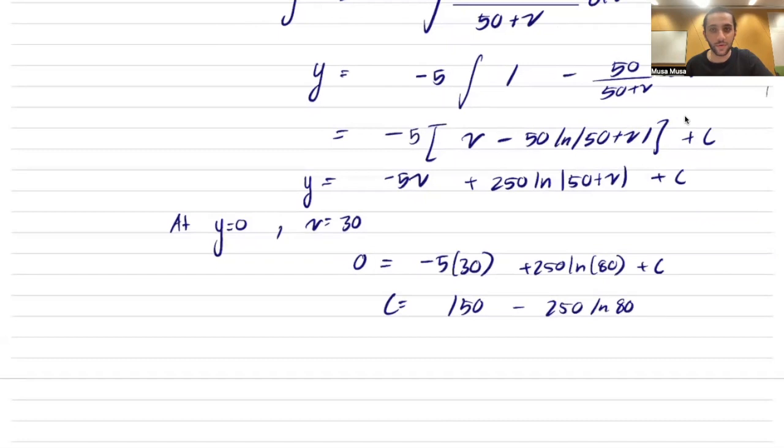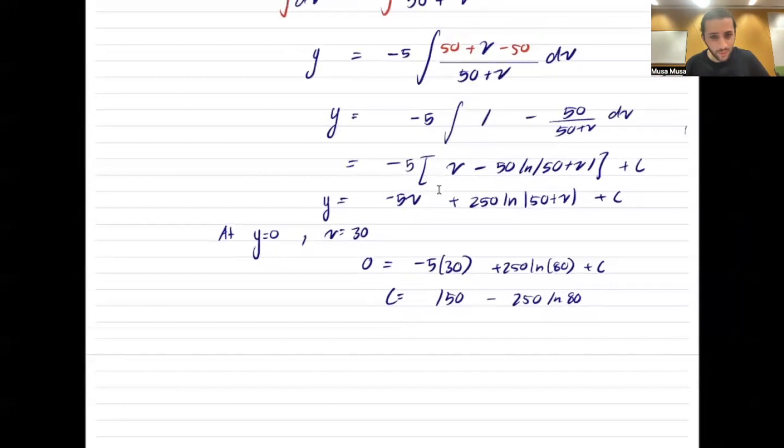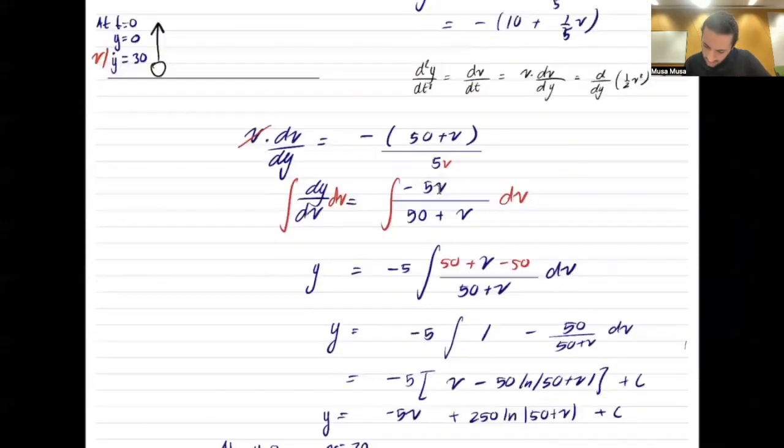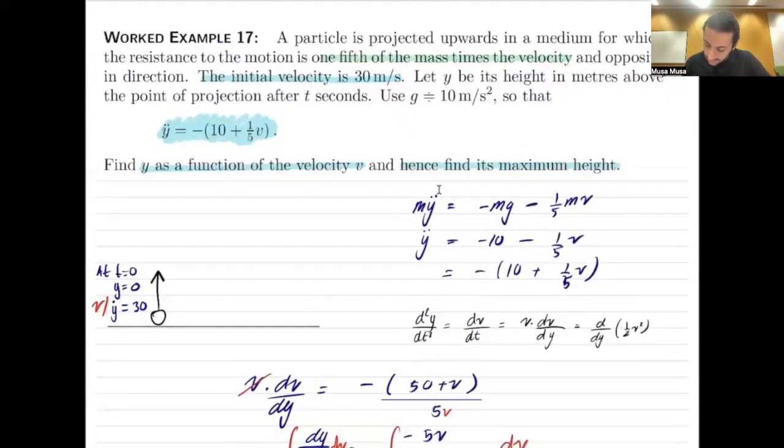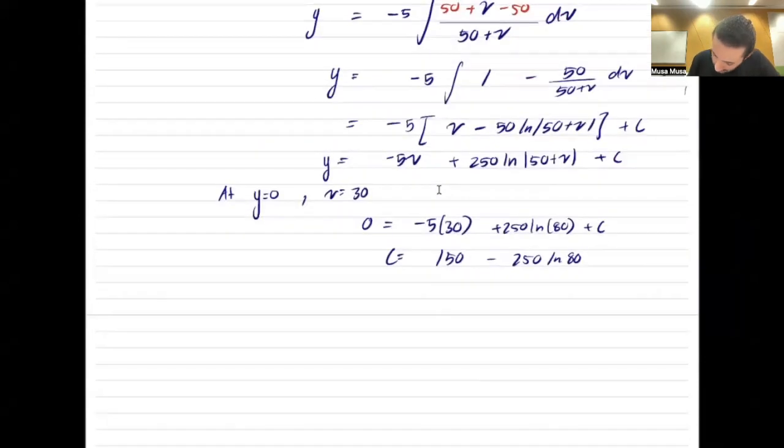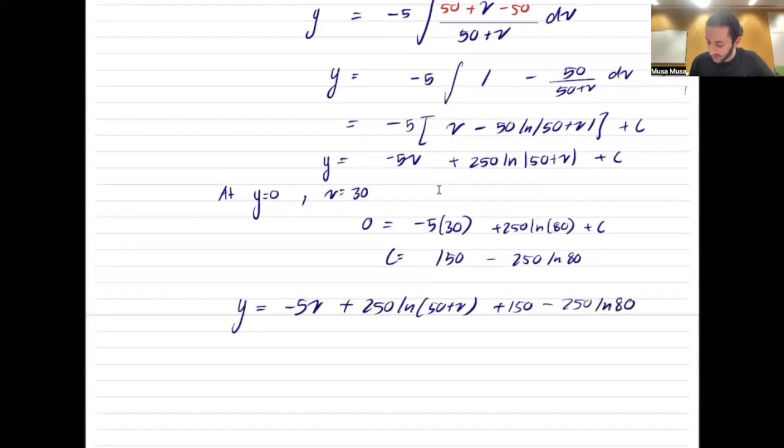Now, where are we going to go from this? Let's consider. Oh, we have so much more to go. What does it say? Find Y as a function of V. Oh, we almost did the Y as a function of V. Y equals minus 5V plus 250 ln of 50 plus V, and then plus 150 minus 250 ln 80. Okay, nice.